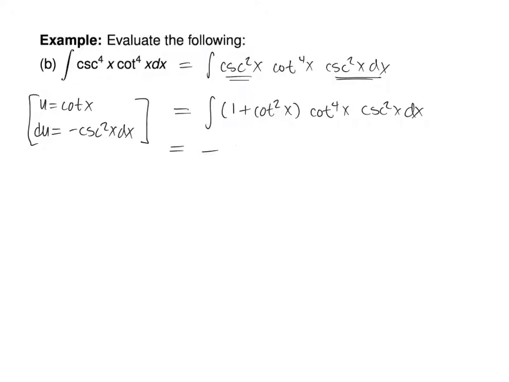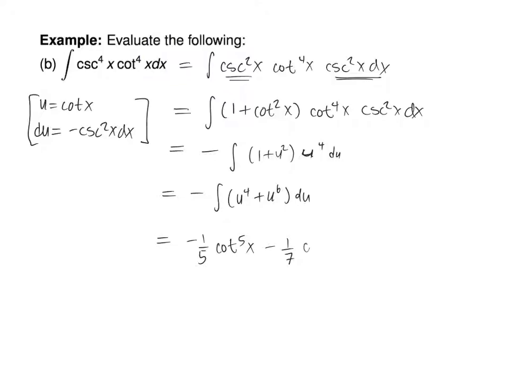So negative integral of 1 plus u squared times u to the 4th du, or negative integral of u to the 4th plus u to the 6th. Sorry, my u got a little funny there, my bad. And we have negative 1/5 cotangent to the 5th x minus 1/7 cotangent to the 7th x plus c.